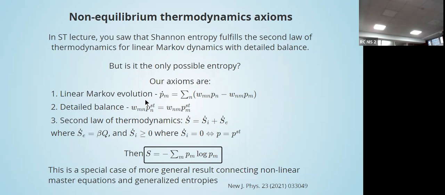And what you can show is that actually by these three conditions, up to maybe a multiplicative constant, the Shannon entropy is the unique entropy that satisfies these three, if you want to call them axioms. And this is a special case of a more general result that connects the nonlinear master equation and generalized entropy. So then what we were considering is that in this master equation, we have not p, but a function of p, and then this function of p can be related to the generalized entropy. So then what we were discovering is that if you have nonlinear dynamics, then it's naturally related to generalized entropies.